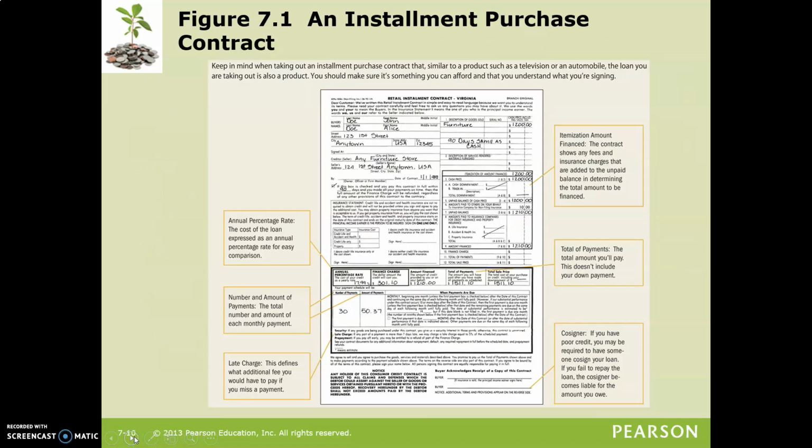So this is an installment purchase contract, how it looks. Basically in Malaysia it also looks a bit similar but differs from bank to bank. Basically this states the itemized amount financed. The contract shows any fees or insurance charges that are added to the unpaid balance in determining the total amount to be financed. So it's all here. The number of months, the total amount you pay, which does not include your down payment, and everything is here. So a Malaysian contract states everything, how many months you need to pay, and so on. So finance charges, how much, for the term of how much, and so on.